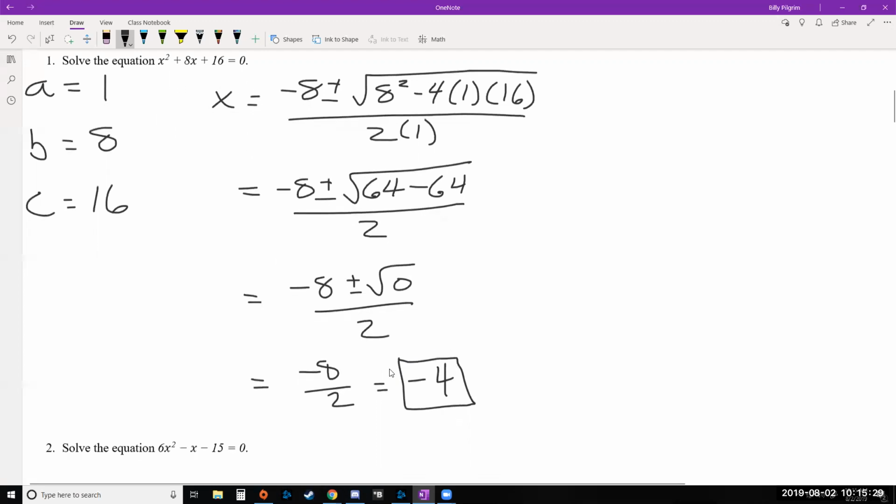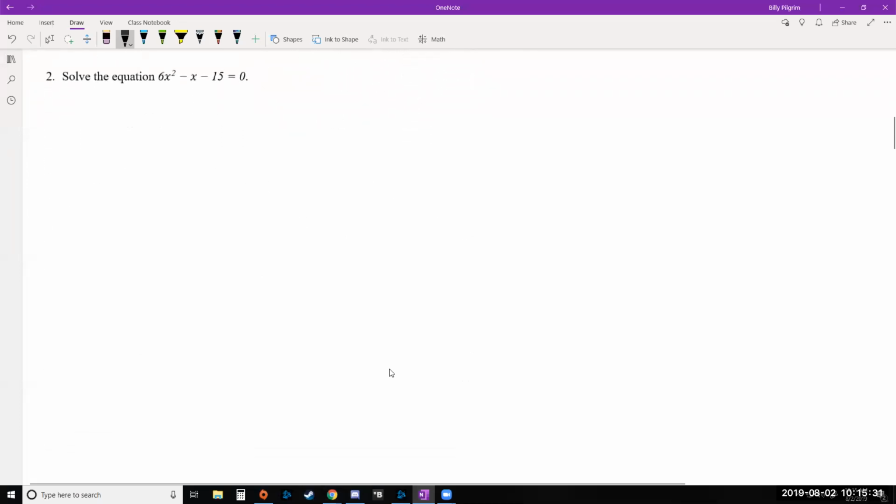All right, so let's try this again. We have another quadratic equation. Let's identify our a, b, and c just like last time. A is 6, b is negative 1 because we have a negative x, c is negative 15.